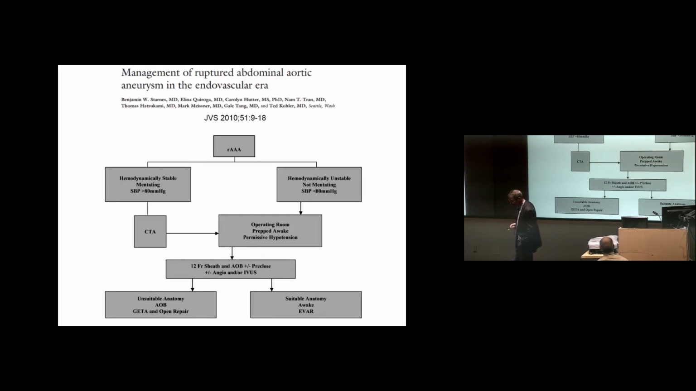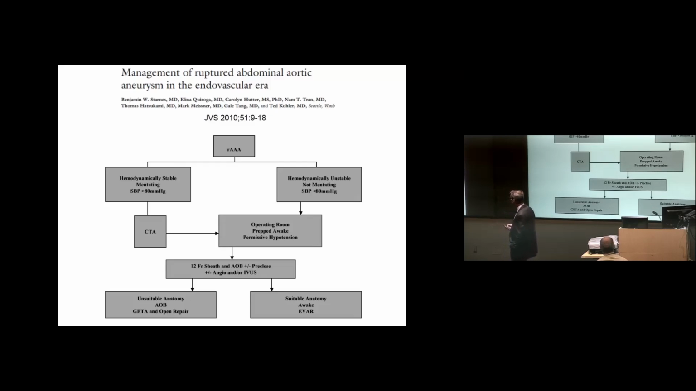There's been some efforts suggesting that having an algorithmic approach to the repair of ruptured aortic aneurysms can be helpful. This is from the University of Washington group, one of the first groups to set up such a protocol. They've got a very sophisticated pre-hospital care system in Seattle, and basically virtually all the ruptured aortic aneurysms in Seattle go to Harborview Hospital in Seattle. And this is a publication of their experience from 2010. So if the patients were hemodynamically stable and mentating, and the blood pressure was at least 80, they went to have a CT scan. If they were unstable or hypotensive, they went directly to the operating room.